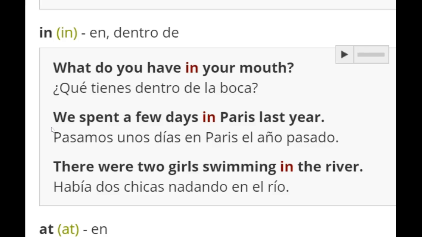So in has to be remembered as being inside something. You're in a city, you're inside the city, you're inside Paris. Okay, so in must be thought of in that way. There were two girls swimming in the river. We use in Spanish, and this is in. And again, it's the same as inside. You're inside the water. You're completely surrounded by the water.